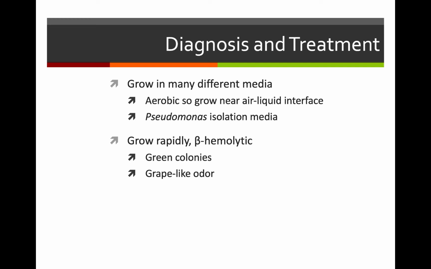You're going to see colonies. They are beta hemolytic. If you grow them on a blood agar plate, they will be able to completely lyse the red blood cells. They form green colonies, especially if you grow them on some of the special Pseudomonas isolation agar. They form these really beautiful blue-green colonies. But even on standard media, they will eventually produce that green colony because of the pyocyanin. And they have a grape-like odor.